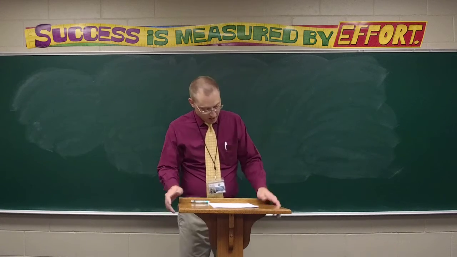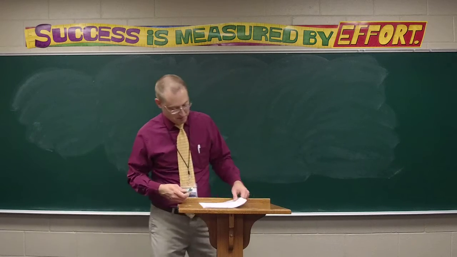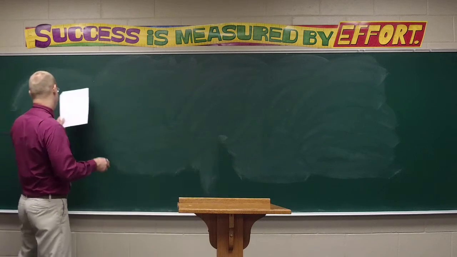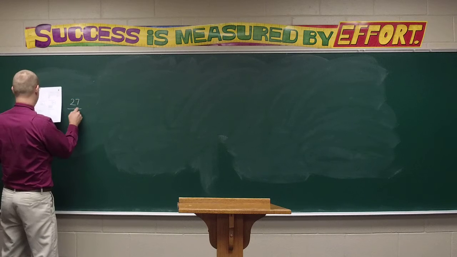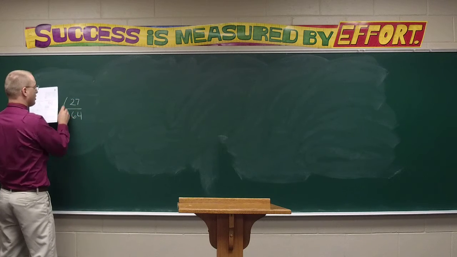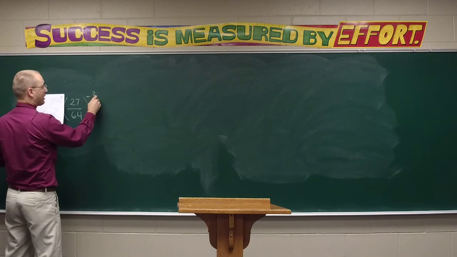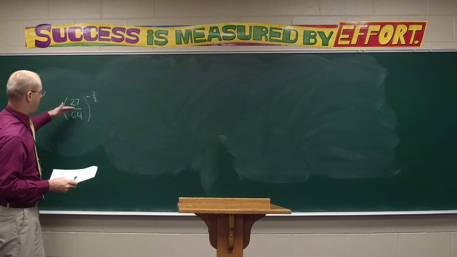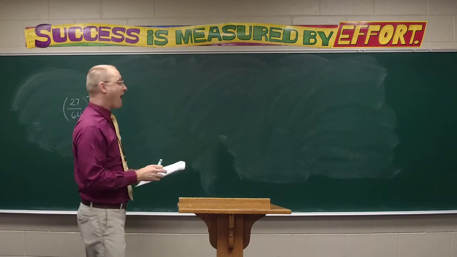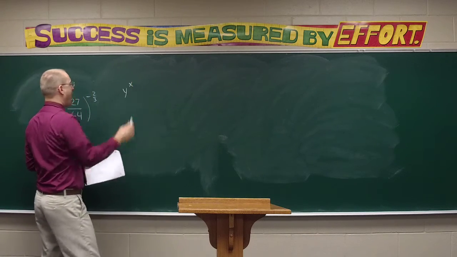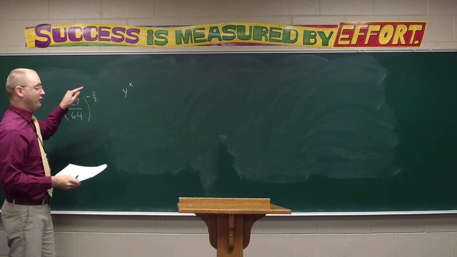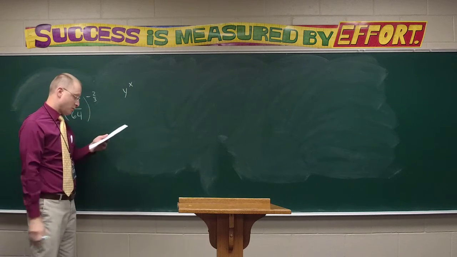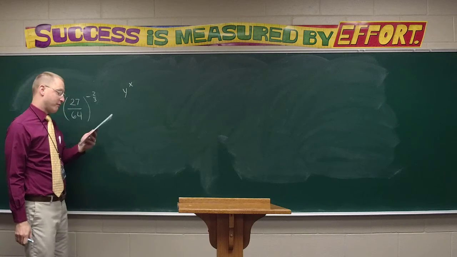So easy. Number 18. This takes me back to Algebra 1 and Algebra 2. And you could do this on your calculator. You plug in 27 over 64, y to the x, and then you do 2 over 3, hit the negative sign, and it equals, and you get J for your answer.